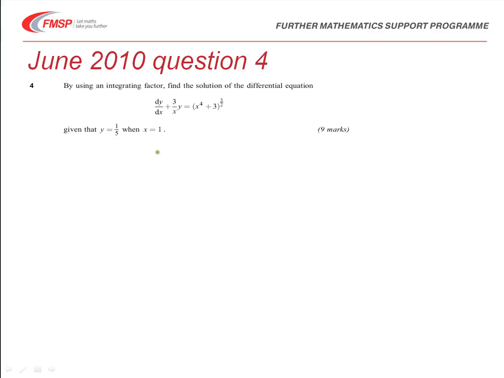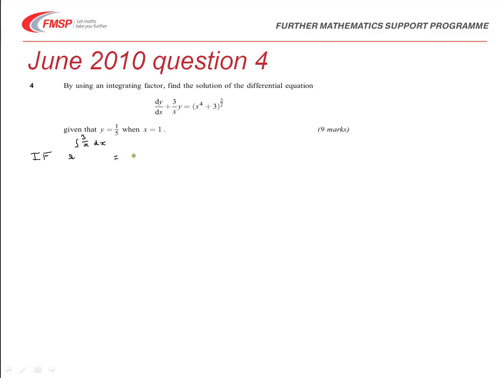If we're going to use an integrating factor, the first thing we need to check is that the equation is in the form that we require. So it's just a single dy by dx plus some function of x times y equals some other function of x. So there's nothing we need to do to this. Our integrating factor will be found using the 3 over x, that's the function of x that y is multiplied by. So our integrating factor will become e to the integral of 3 over x dx.